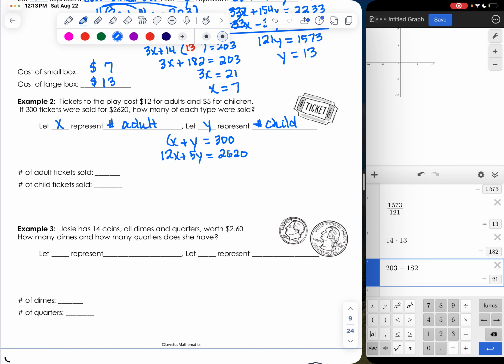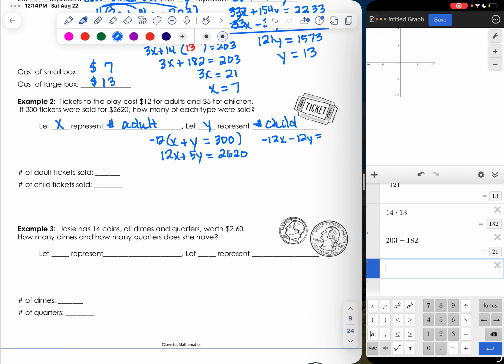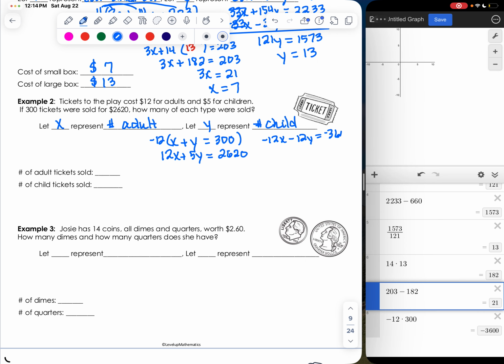So what I think I'll do is try to turn that positive 1x into a negative 12 by multiplying everything in that equation by negative 12. So negative 12 times x gives me negative 12x. Negative 12 times y gives me negative 12y. And then negative 12 times 300 will give me negative 3,600. I'm not doing anything to the bottom equation, so let's just write it down underneath it.